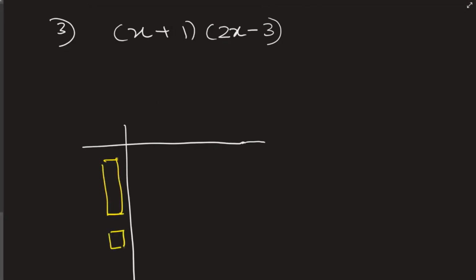Now the first thing: x+1 vertically, a rectangle and 1 unit, and horizontally 2x is 2 yellow rectangles for positive, and -3 should be red. So I'm going to use 3 units in red. That's -3, right? So the color coding is correct now. Now we just have to write the multiplication, so let's write the multiplication.